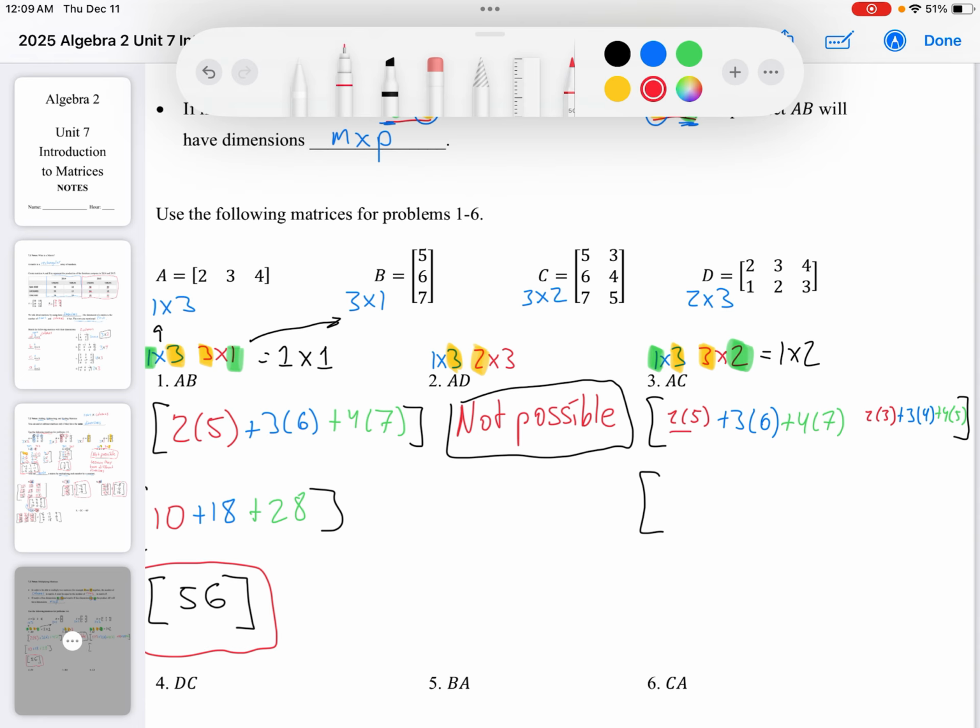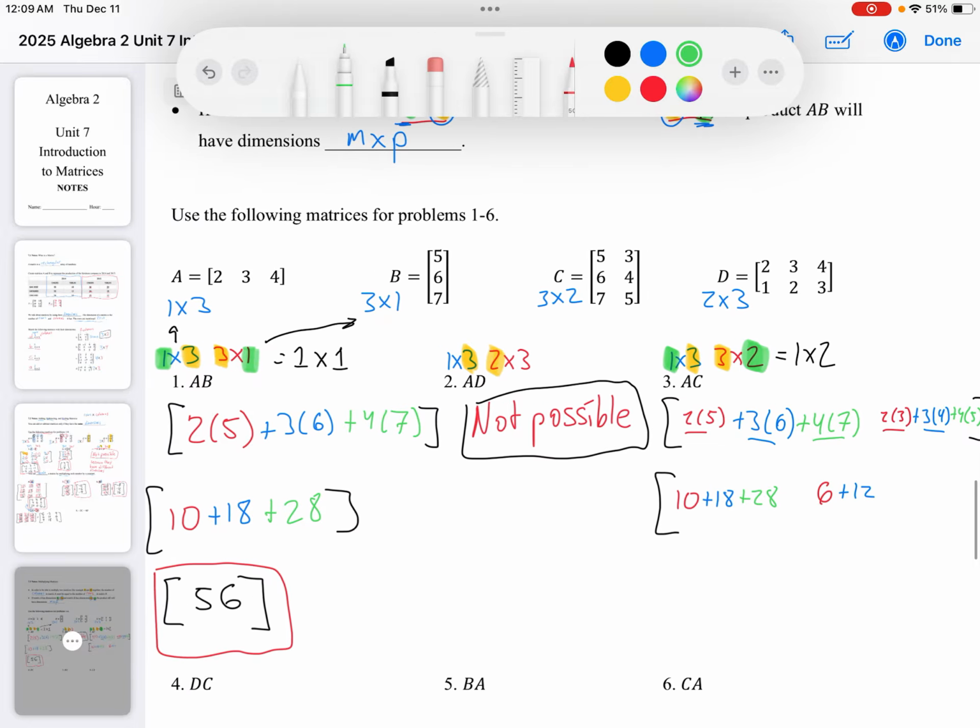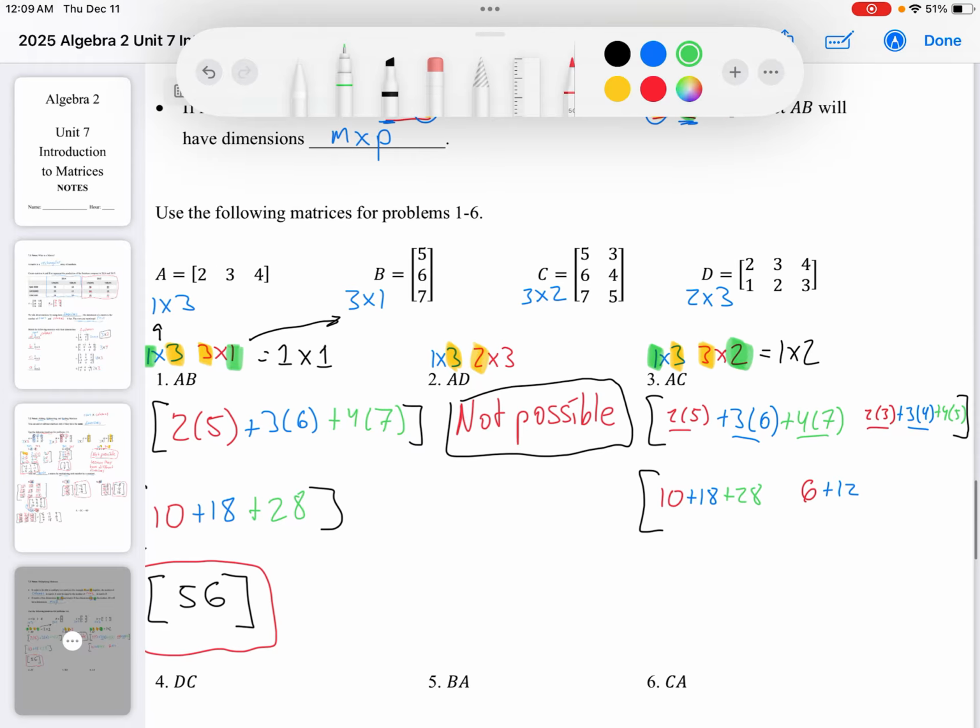2 times 5 gives me 10. 3 times 6 gives me a plus 18. 4 times 7 would give me a plus 28. So that's the first part of what I'm multiplying together here. For the next part, 2 times 3 gives me 6. 3 times 4 would give me a plus 12. And 4 times 5 would give me a plus 20.